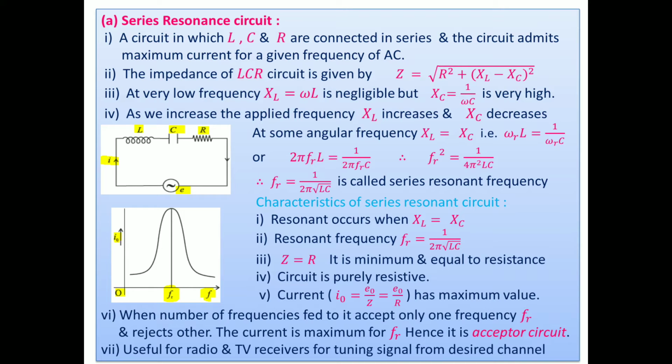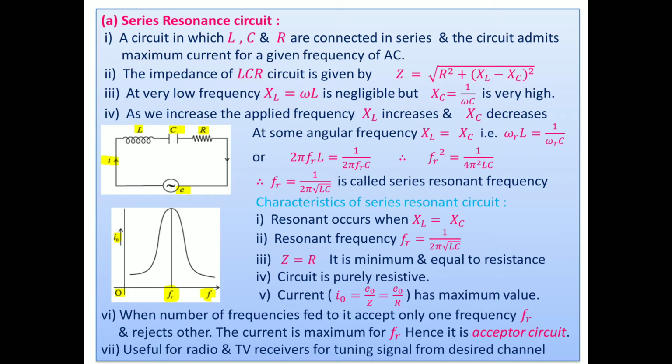It means at a frequency, the angular frequency we consider, omega r L equals 1 upon omega r C. Or you can say 2 pi fr L equals 1 upon 2 pi fr C. Or you can say fr square equals 1 upon 4 pi square LC. Taking the square root, fr equals 1 upon 2 pi square root of LC. This frequency is called the resonant frequency, and we say that series resonance occurs.